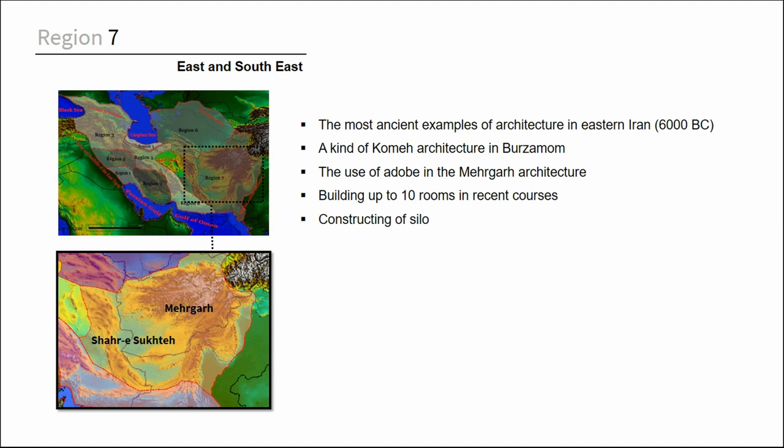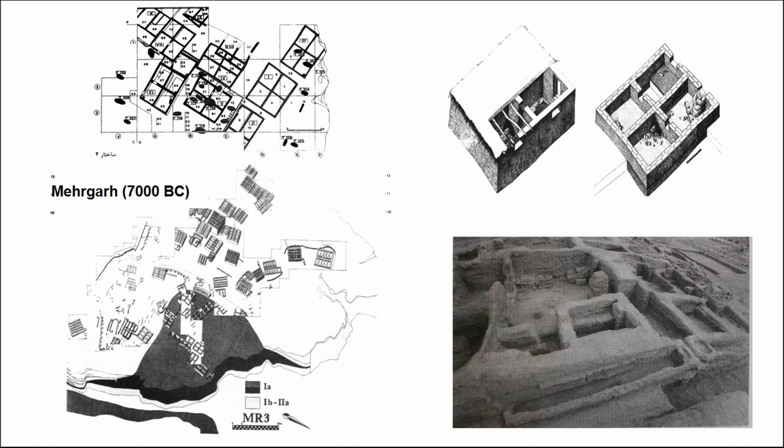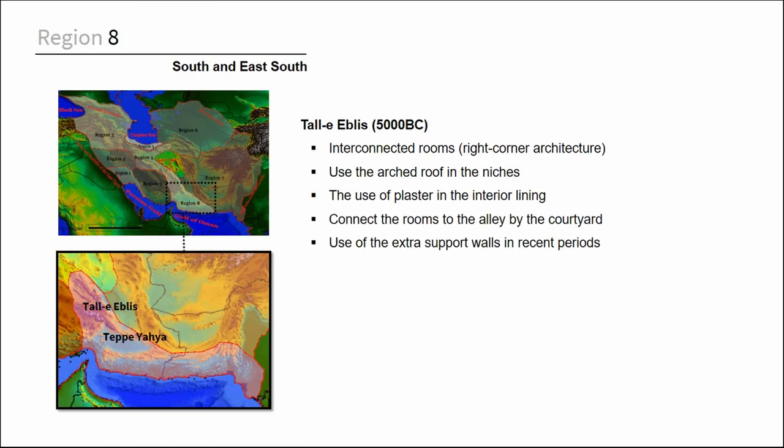As for the southeast, here we have Mehr architecture. In Mehr the architecture is so developed, with very specific detail, creating some primary samples of it. It's a step toward urbanism, before urbanism we could say.